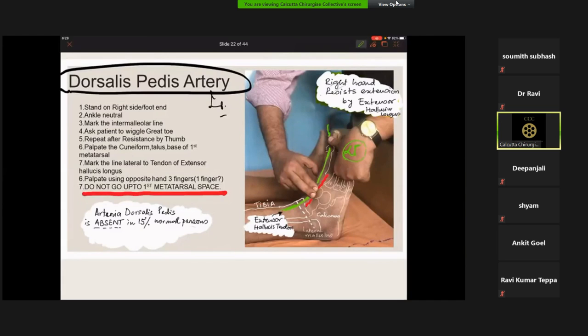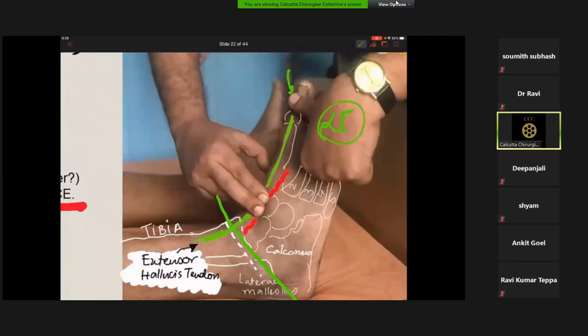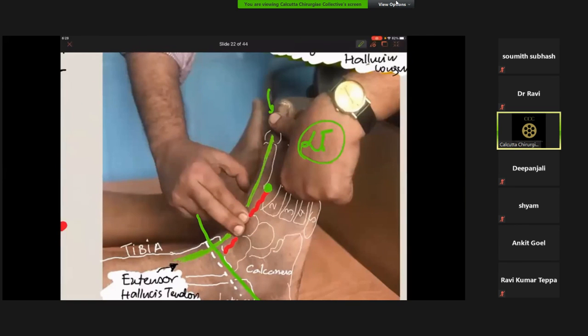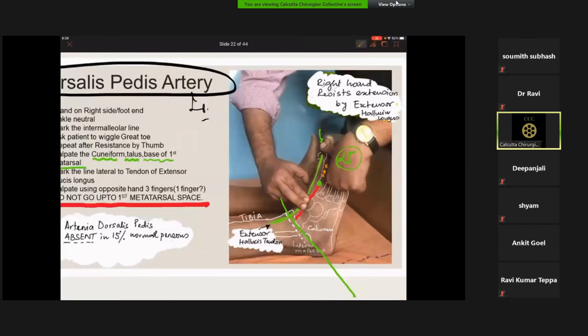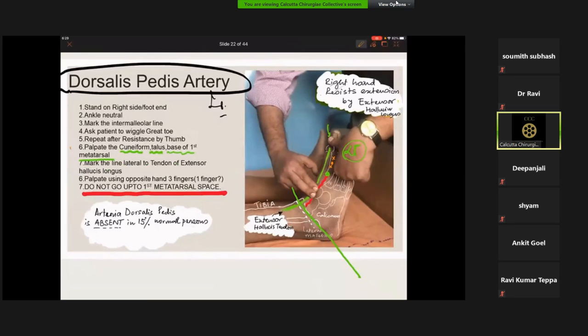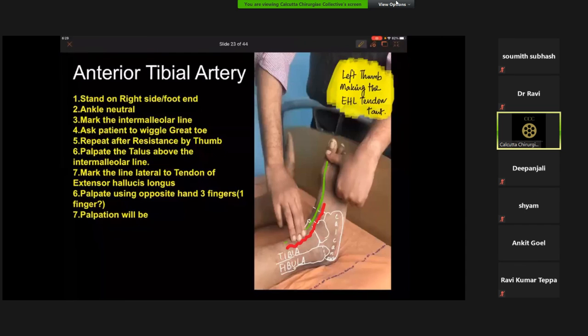Whereas the right hand is palpating below the intermalleolar line, on which bone? The cuneiform, the talus, the base of the first metatarsal, not the navicular. So it is the intermediate cuneiform, the talus, and the base of the first metatarsal. Please remember that. Do not go much more anteriorly because the artery is ending here. So if you palpated the artery at this point, that is an absent artery. Please remember that your palpation has to be limited on the bone. So understand that point. The anterior tibial artery is a mirror image, except that you place your finger above the level of the medial malleolus.